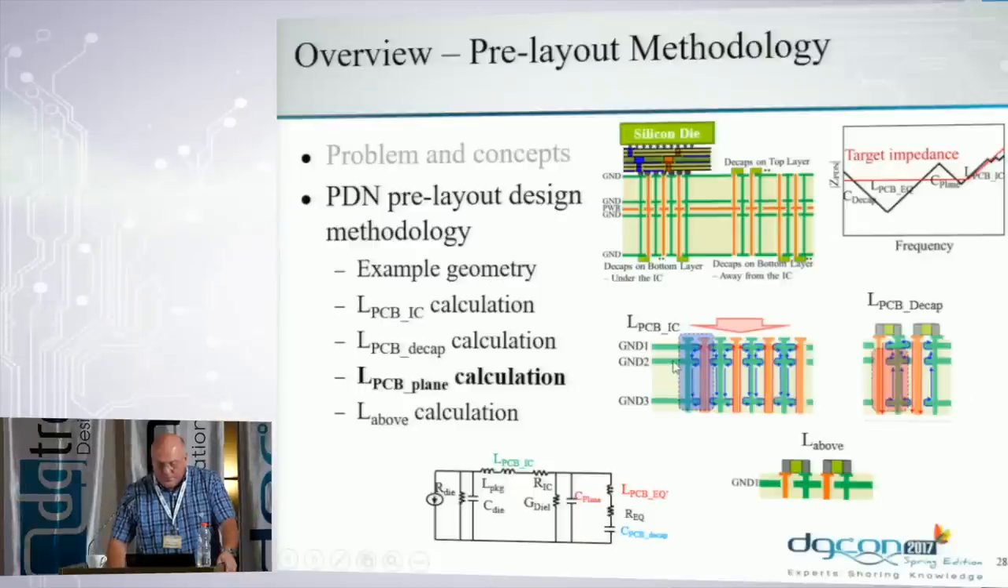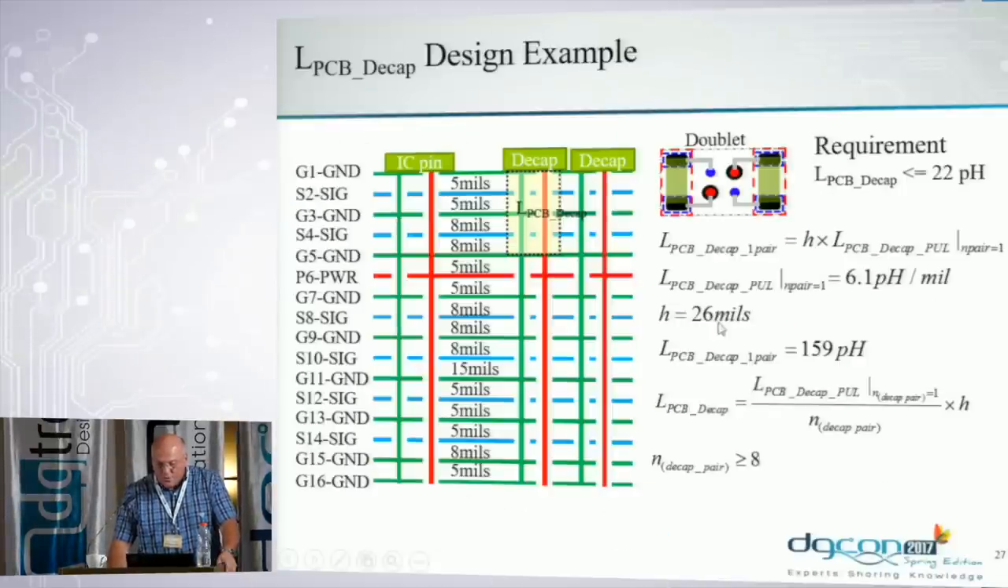So if we do the calculation here, again we're trying to achieve a requirement where we get the L PCB decap, this part from the decap down to the power net area fill, below 22 picohenries. So basically here, again, we have 26 mils, 5, 5, 8, and 8, 26 mils to get down there.